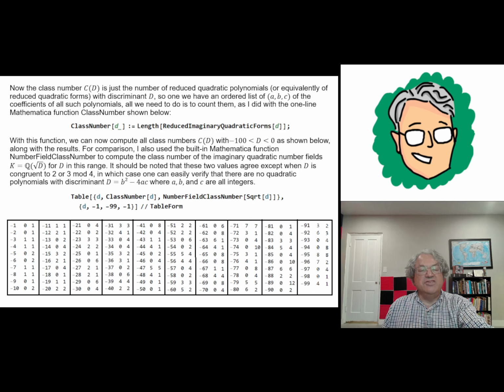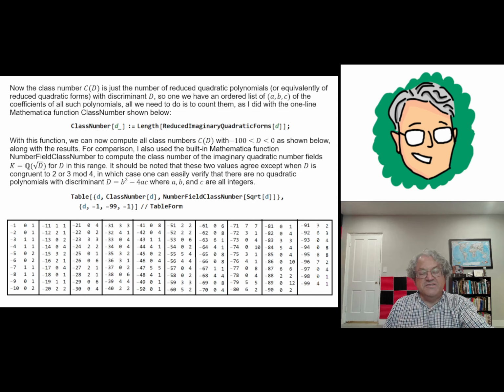The table on the bottom shows the results. I should clear something up here. I broke up the table into 10 pieces so it's easier to write down. For each of these pieces, there are 3 columns. The first column is the discriminant. The second column is the class number that I computed using this function called class number. That's what we want. The third column uses a built-in Mathematica function, which I think I've already explained, called NumberFieldClassNumber.